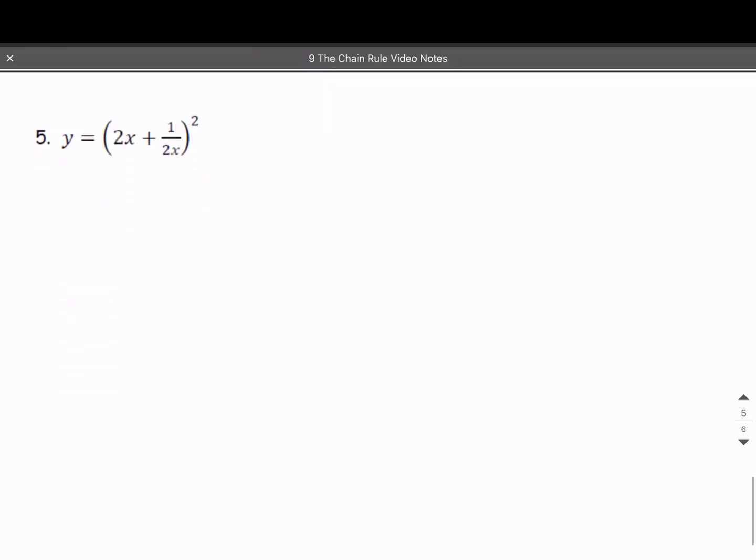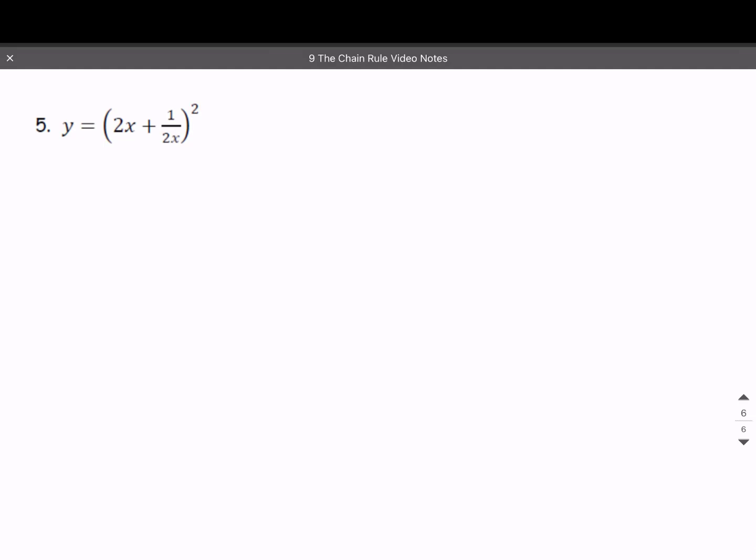Speaking of those difficult exponents, let's do this one. We have y equals the quantity 2x plus 1 over 2x squared. I would suggest, because you don't want to have to do a quotient rule for this, okay? I would suggest that you rewrite this as 2x plus. Now these parentheses are necessary because the 2 and the x are raised to the negative 1. That's how they got in the denominator of that fraction, okay? Now it should be a little easier for us to use the chain rule.